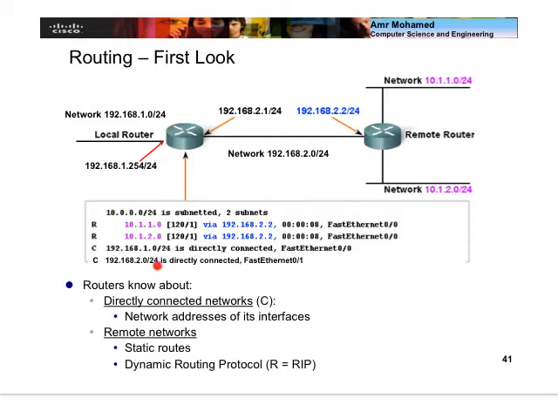The router will place these networks in the routing table by default and mark them as directly connected networks. So that's given. What it doesn't know is how it can reach a remote network like this, or a remote network like this.